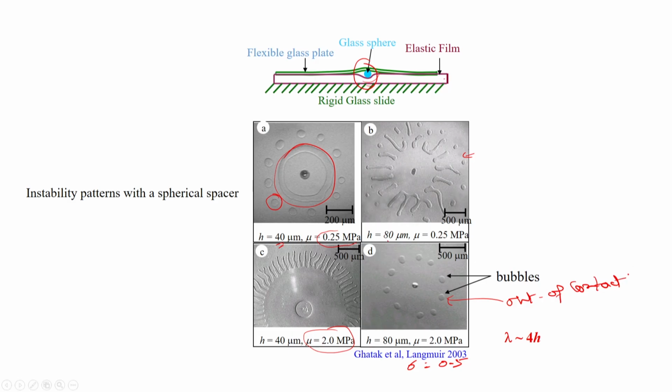And what is interesting is that in all these cases we can find a wavelength, which is the distance between these cavities, and this wavelength remains lambda equal to 4h. It does not depend upon either the modulus or the flexural rigidity of the plate. That is the beauty of this particular instability. It happens for all these different elastic films that we tried, for example 40 micron, 80 micron, and the modulus of the films also varies, and the lambda depends only on the thickness of this particular film.